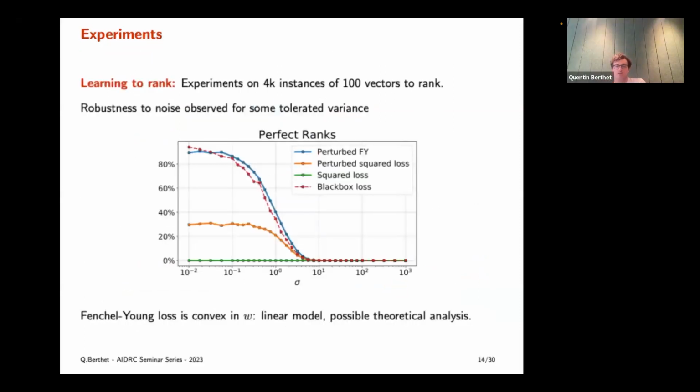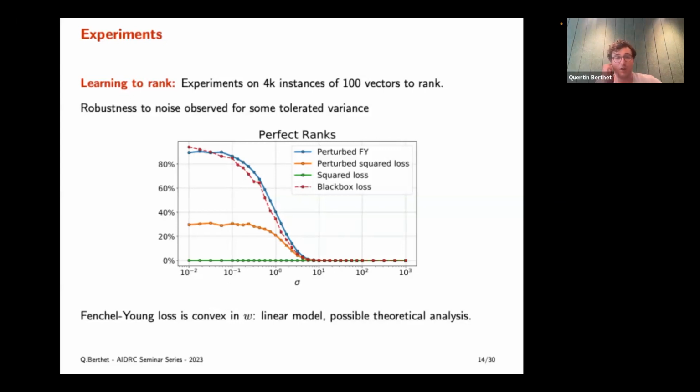So this is another case, learning to rank. In this case, it's just a toy setting where we're taking batches of points. We're getting 100 vectors that are projected along a secret direction and then ranked. The idea is that you're trying to find this secret direction just from these ranks. So you have 4,000 instances of 100 vectors to rank. You add a bit of noise before you rank them, and you see how robust these different approaches are to this introduction of noise.